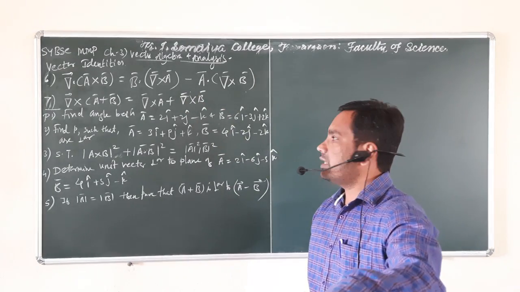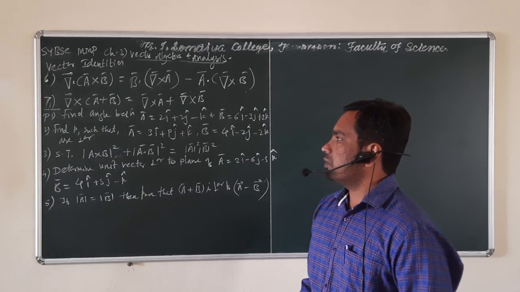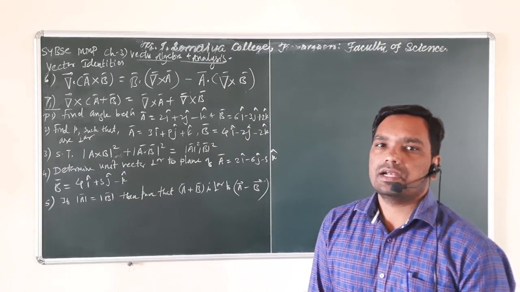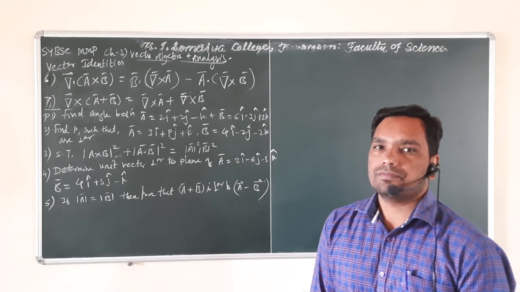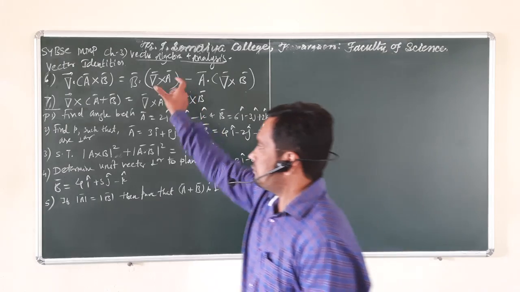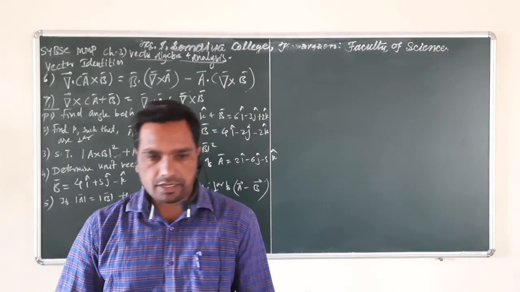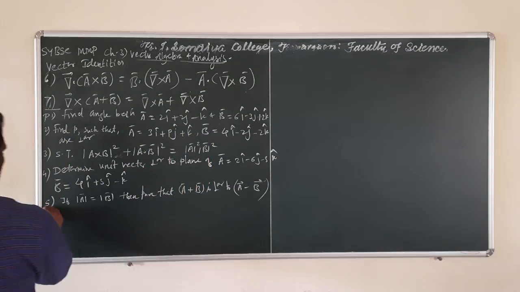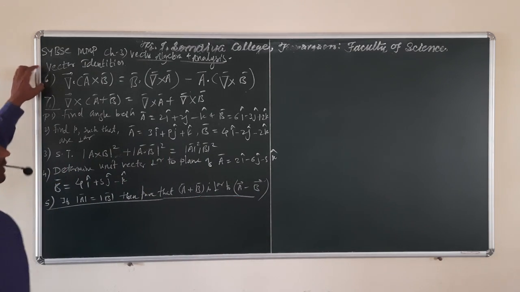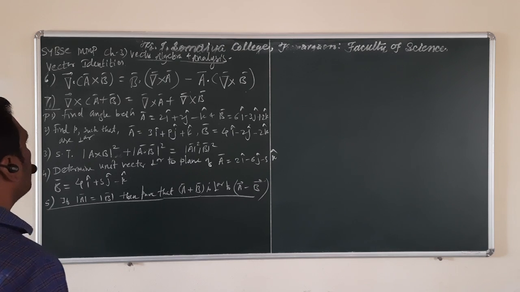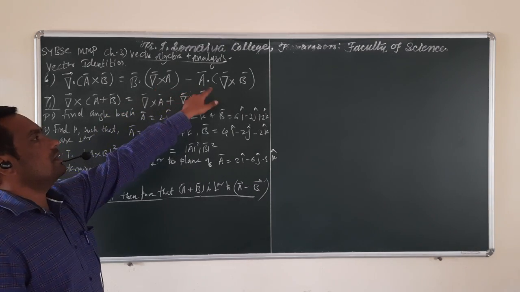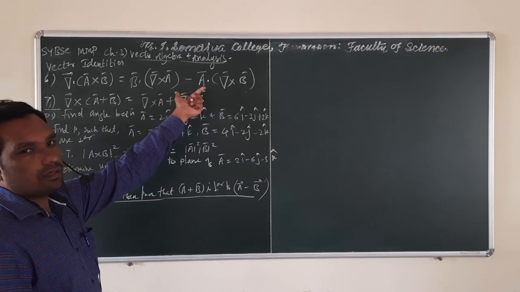After that we are left with only one vector identity, which is vector identity number 7, and after that we are going to solve problems. First of all, we start with identity number 6. The sixth vector identity is that del dot a cross b is equal to b dot del cross a minus a dot del cross b. This identity we have to prove.